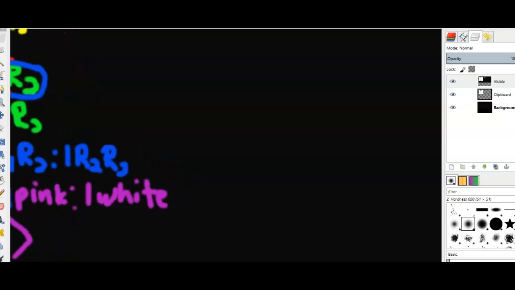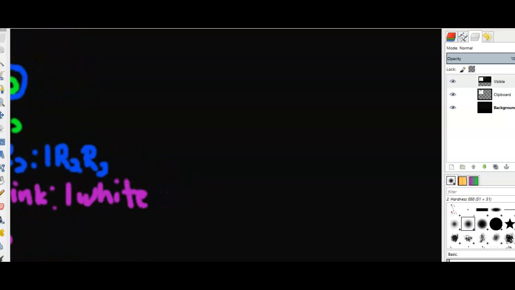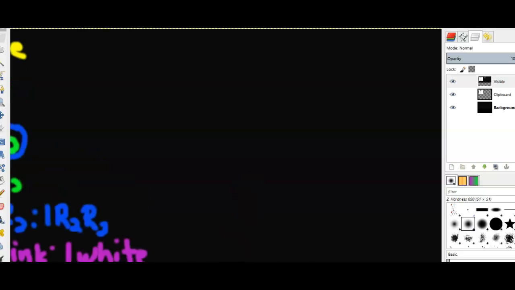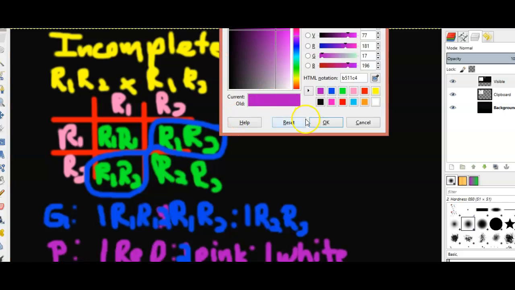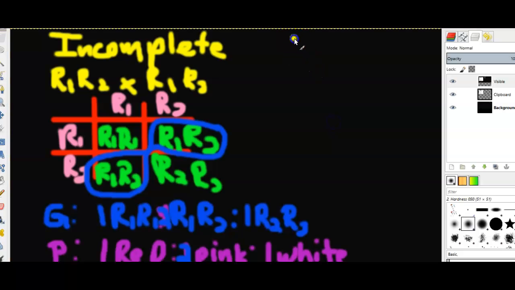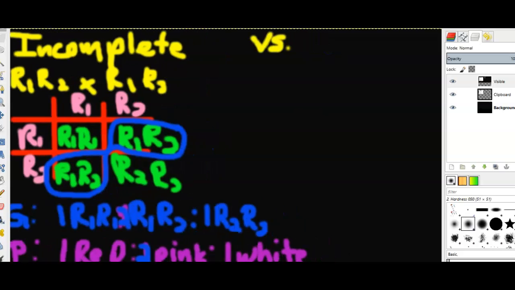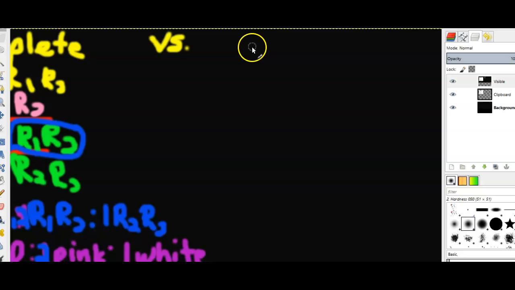Let's compare that now to the complete dominance. An example with complete dominance. So that was incomplete dominance. And we're going to see how that is different to the Mendelian genetics. And we're going to call that complete dominance.